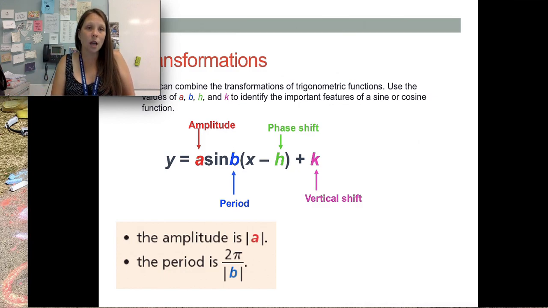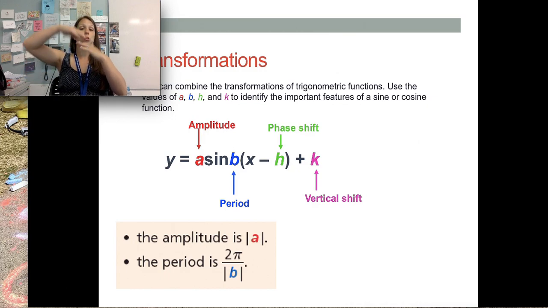Transformations. Just like we talked about at the very beginning of the school year, everything can be transformed. So we have what's called an amplitude. It's how far stretched the graph is being. So it's like our vertical stretch, right? So if my amplitude is 5, these graphs are going to be 5 times as tall as they normally are.